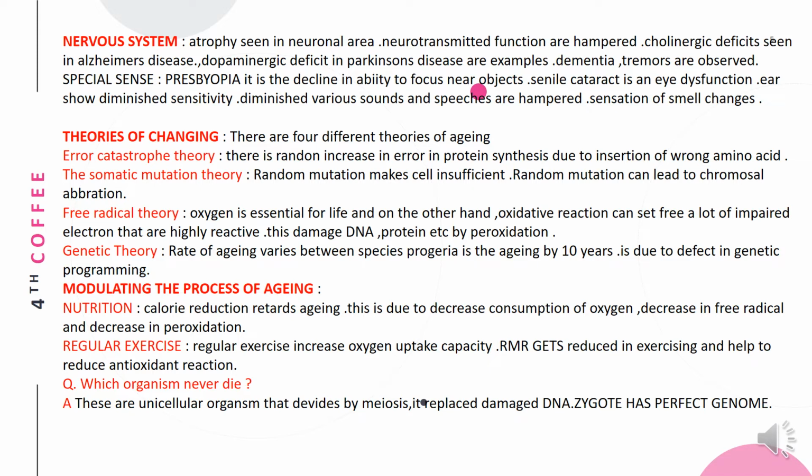Special senses: presbyopia is a decline in the ability to focus on near objects. Senile cataract is an eye dysfunction. The ear shows diminished sensitivity to various sounds, speech is hampered, and the sensation of smell changes.